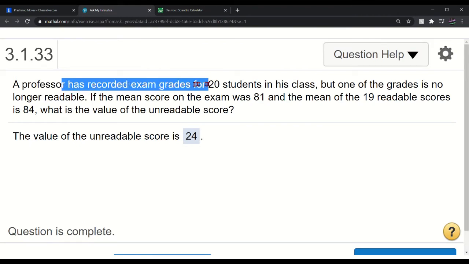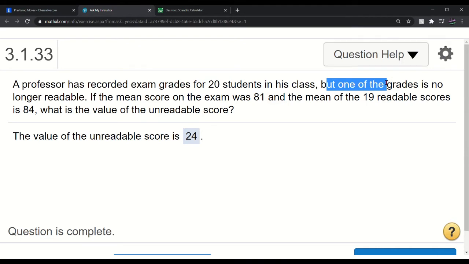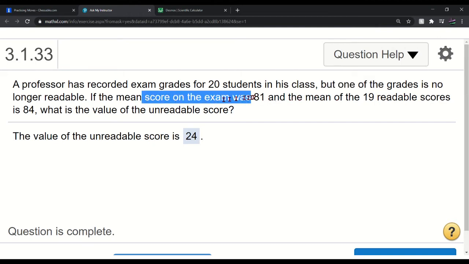Professor has recorded exam grades for 20 students, but one of the grades is no longer readable. If the mean score on the exam was 81 and the mean of the 19 readable scores is 84, what is the value of the unreadable score? So how many means do we have? The mean score in the exam was 81 and the mean of the 19 readable scores is 84. So we have two means. It's so confusing. We got a mean of 81 and we got a mean of 84.